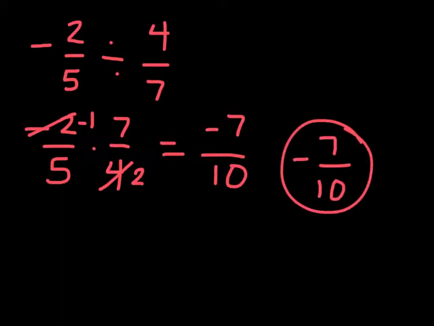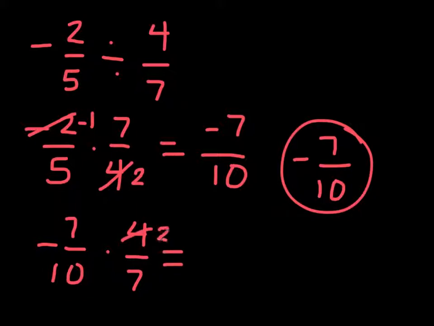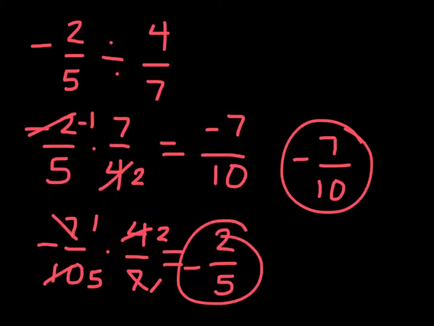In order to check our answer, we can multiply the quotient by the divisor. So we can simply take -7/10 and multiply it by 4/7. We can cross-reduce here to get 2 and 5, and cross-reduce here to get 1 and 1, and that gives us an answer of -2/5. Hey, look! It works. The solution checks out. Okay, let's move on to the next example.